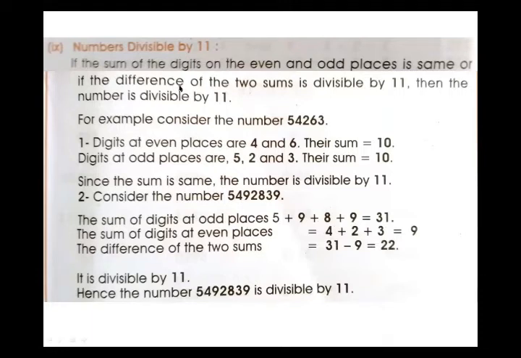If the sum of the digits on even places and odd places are the same, or if we take the difference of the two sums, we have two different rules. Firstly, let us recall our first rule. Here, I'll show you clearly.